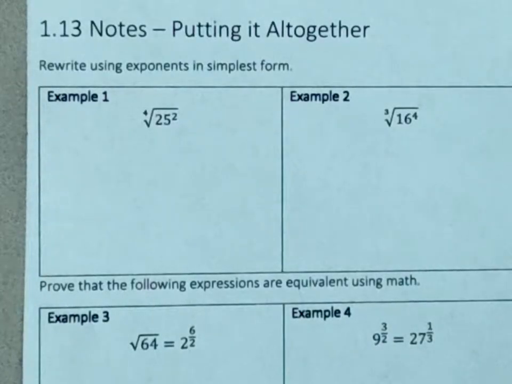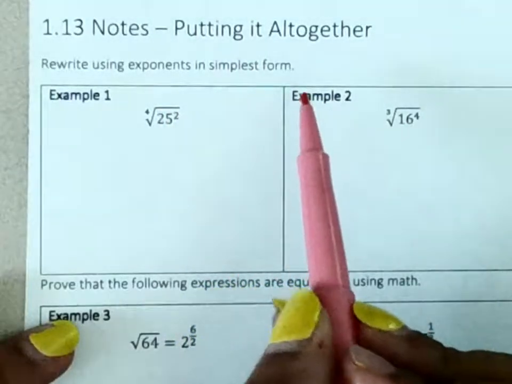These will be our last notes for Unit 1, and in these notes we're just going to be putting everything together that we have learned so far. This will also help you prepare for your summative. So in example 1, it's asking us to rewrite using exponents in simplest form.